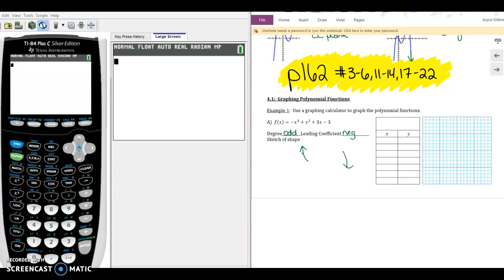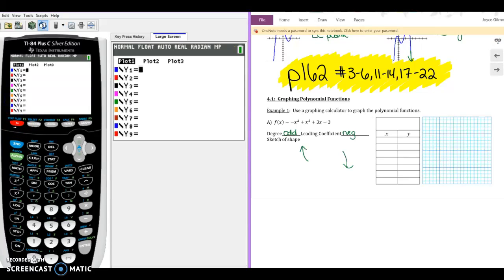So the last time we took notes, we were talking about what the ends are doing. We don't care what's happening in the middle. Well, now we care about what's happening in the middle. So in your graphing calculator, go to y equals. Y equals is where you enter equations.